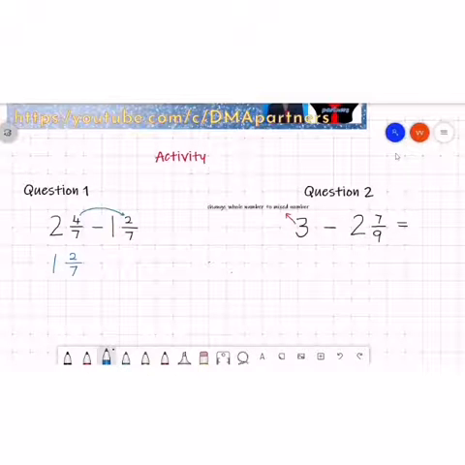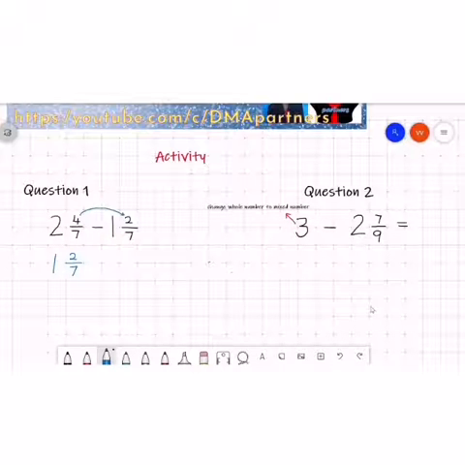Okay, so now we are going to do question 2: 3 minus 2 7/9. When you see this, 3 is a whole number. Normally, we cannot subtract a mixed number from a whole number. So what do we have to do? We have to change the whole number to a mixed number. So how do we do that?